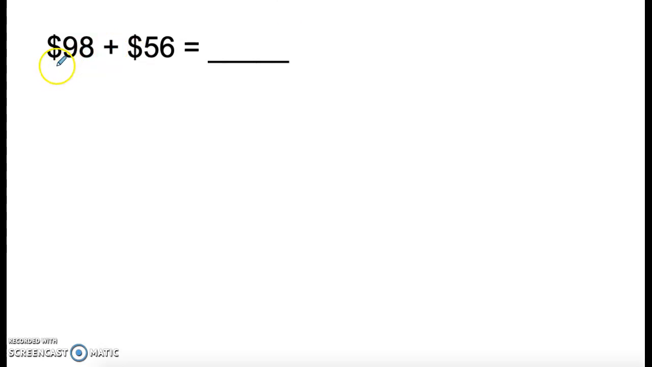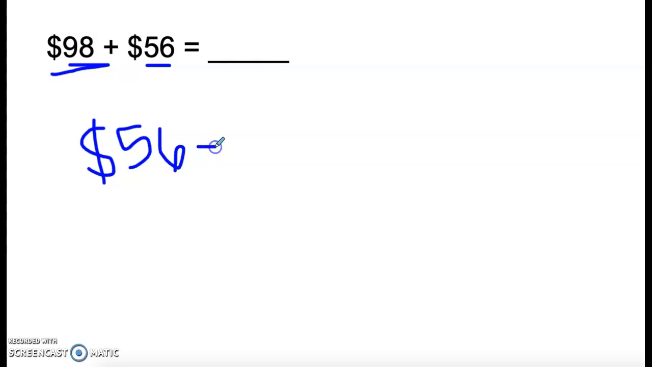So we see in this problem, which one of these is really close to an easy number? Well, 98, it's super close to 100. We would just need 2 more to have 100. So I'm going to take the 2 from the 56 and I'm going to give it to the 98. That's why it's called the give and take strategy. So with my 56, I need to take away the 2 so that I can give the 2 to my 98.